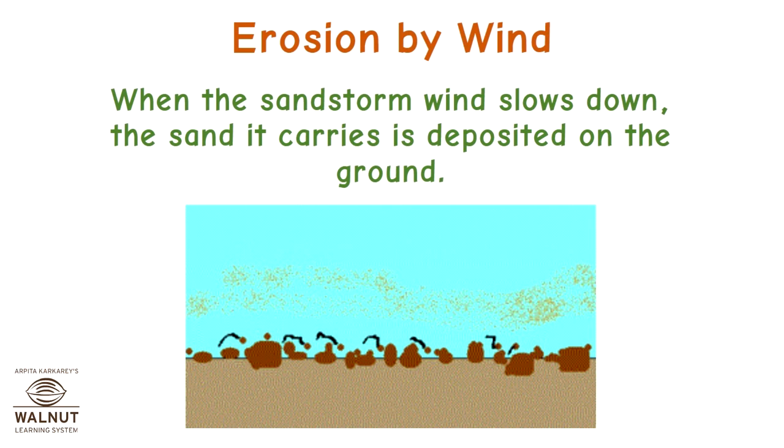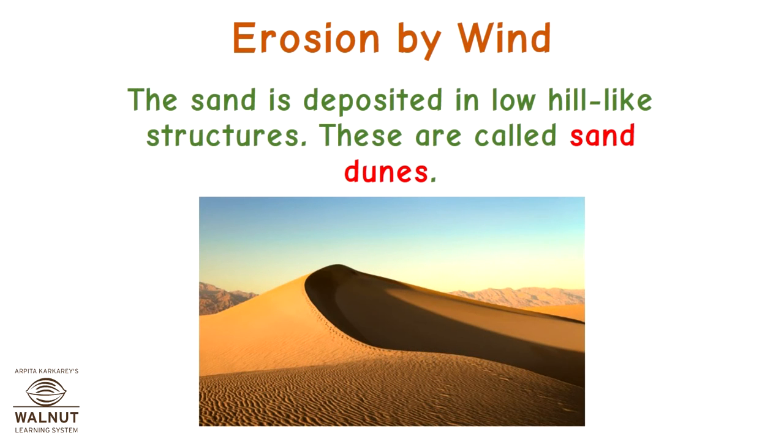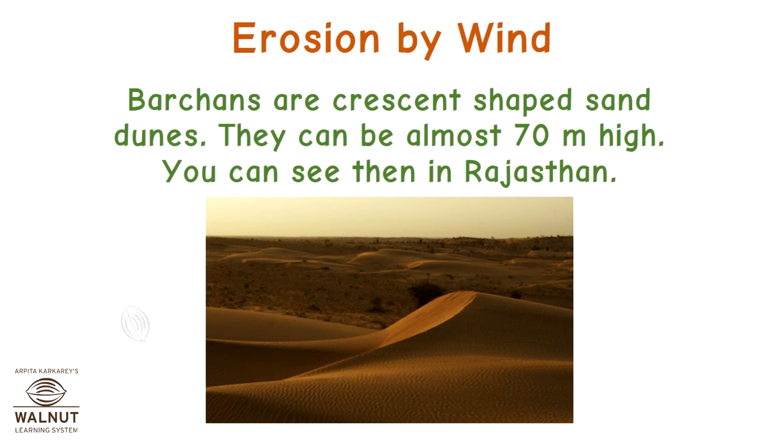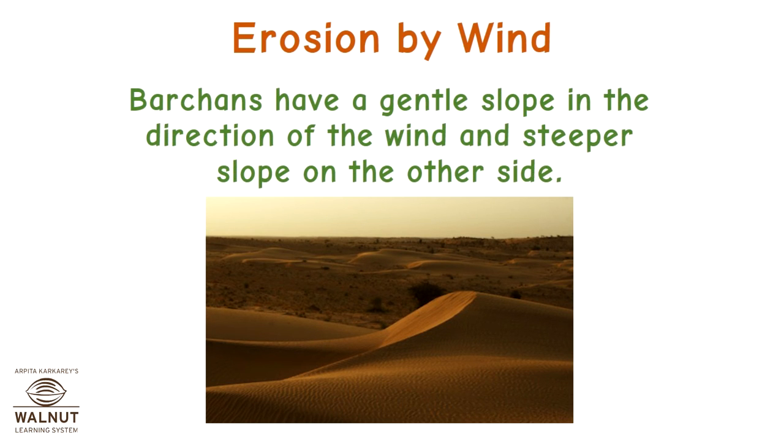When the sandstorm wind slows down, the sand it carries is deposited on the ground. The sand is deposited in low hill-like structures. These are called sand dunes. Barchans are crescent-shaped sand dunes. They can be almost 70 meters high. You can see them in Rajasthan. Barchans have a gentle slope in the direction of the wind and steeper slopes on the other side.